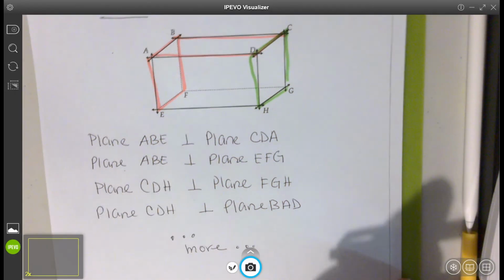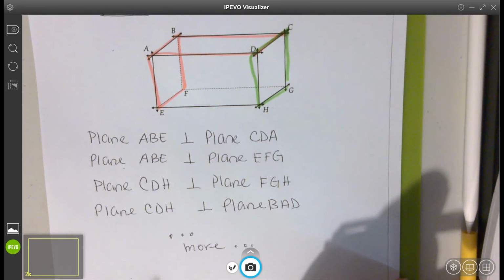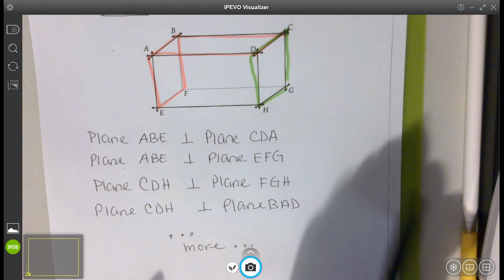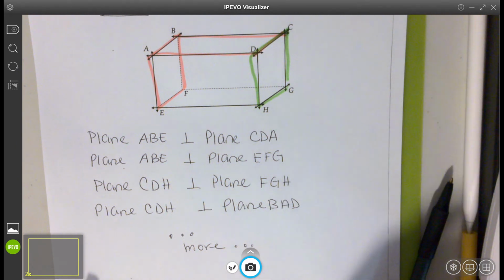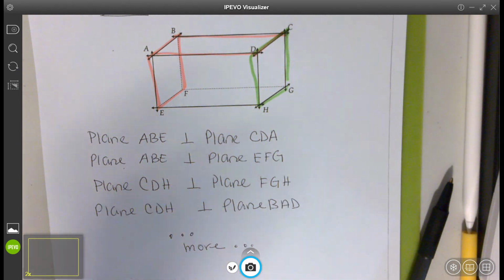All right, so we're going to stop there and practice some more in class. So make sure that you understand the key terms of parallel, perpendicular, and skew and how to identify them.